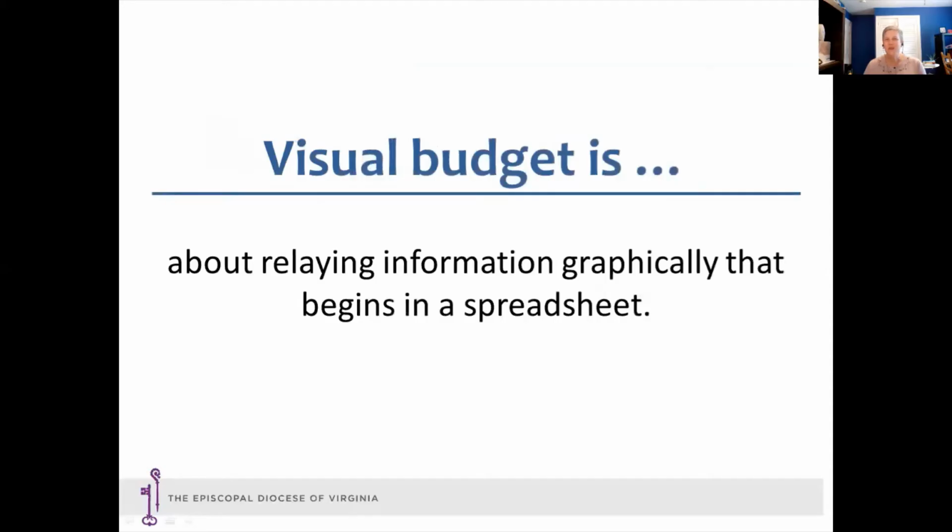And that's why it's so important to talk about engaging information from our spreadsheets in a visual budget. A visual budget is about relaying information graphically that begins in a spreadsheet in your financial budget. In our case, it began as our church budget, and then we turned it into a narrative budget. And to get from your spreadsheet to your visual budget, we'll talk first a little bit about your narrative budget.